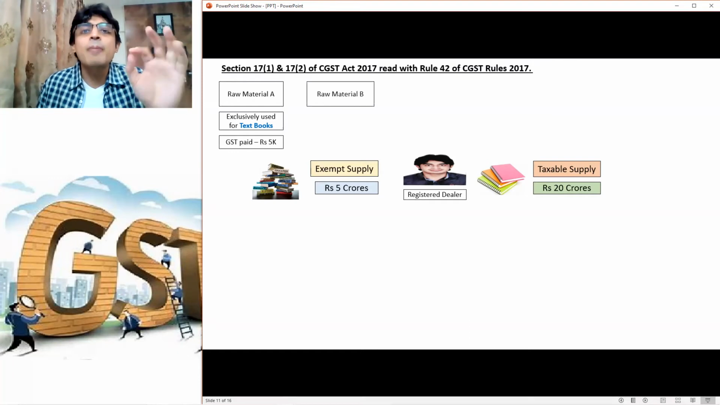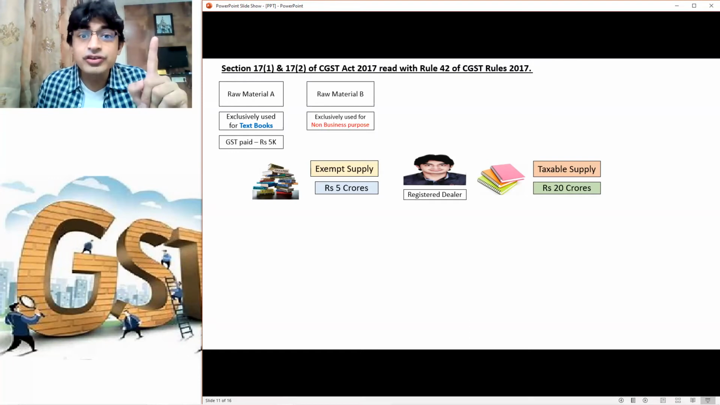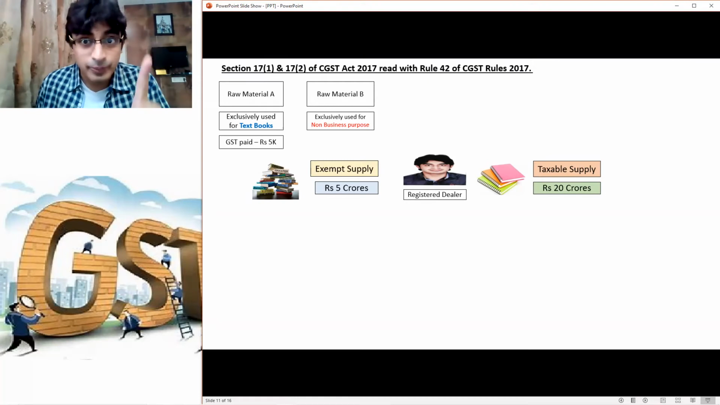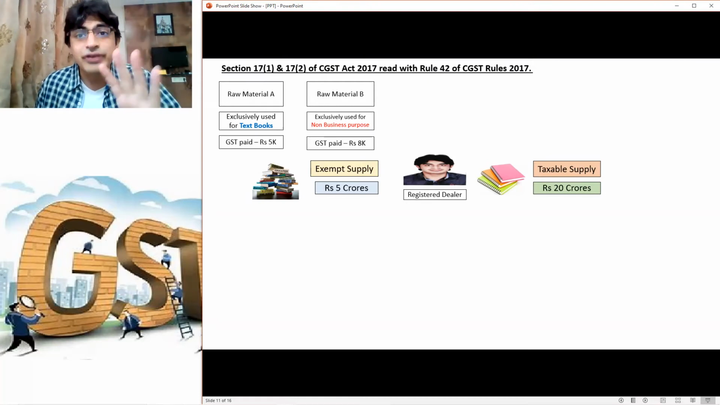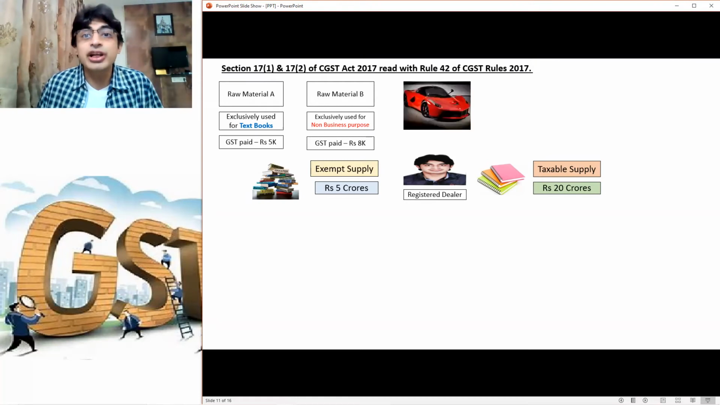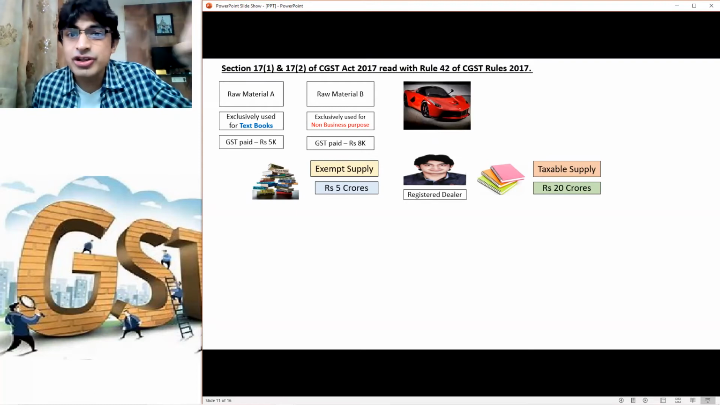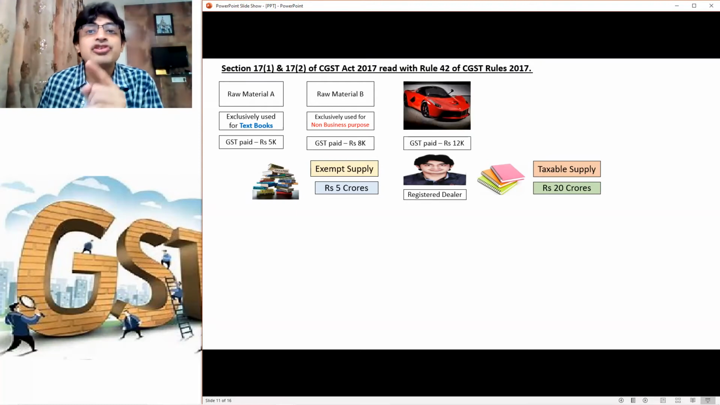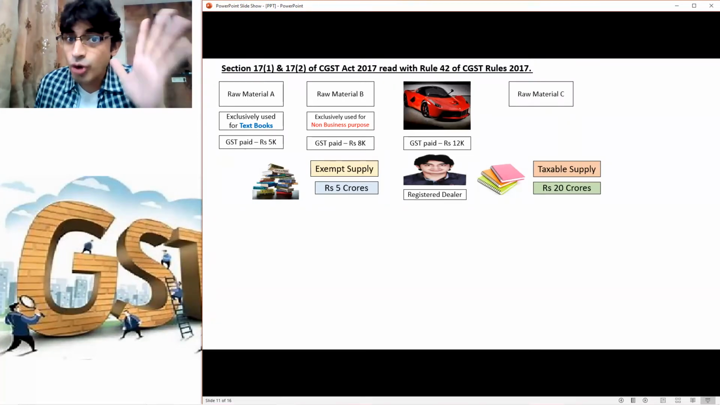Then I purchased raw material B. This is utilized for my home non-business purpose. I paid GST of 8,000. Then I purchased a car. You know, car, whatever GST you pay, it is blocked under section 17(5). Rupees 12,000. I purchased raw material C.